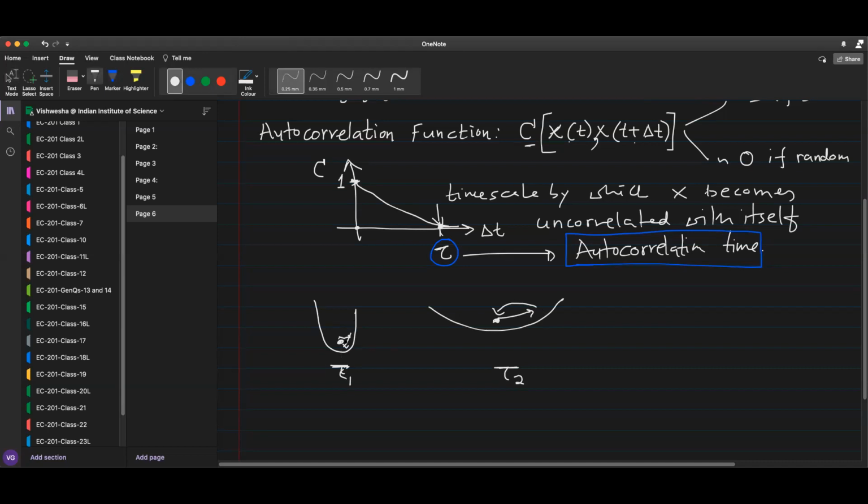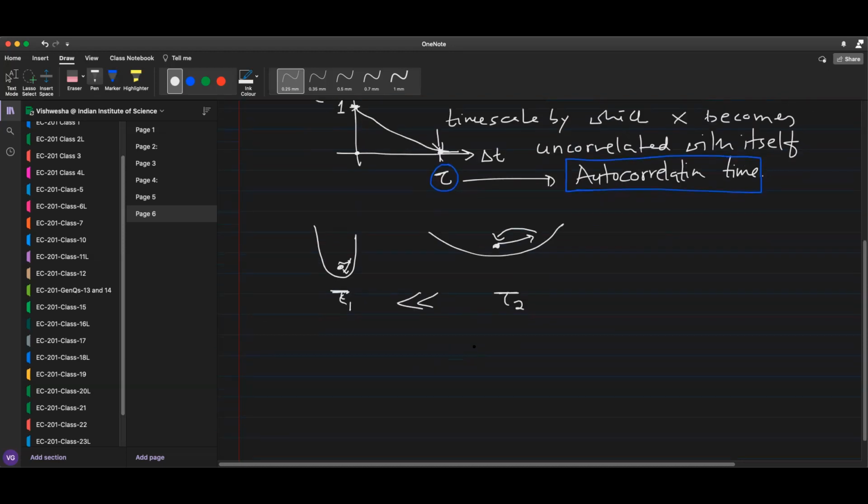So the time it takes to reach equilibrium will be similar to the autocorrelation time. So tau 1 will be much less than tau 2. Is that right? The time to equilibrium is a measure of autocorrelation time, and therefore of the system's recovery time. Does it make sense now? How they are connected?